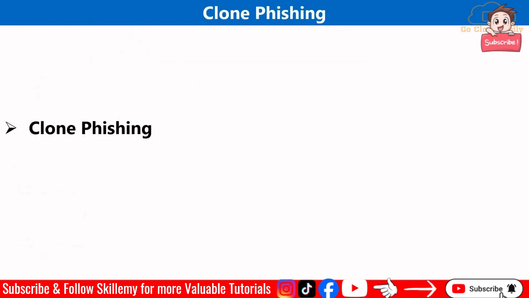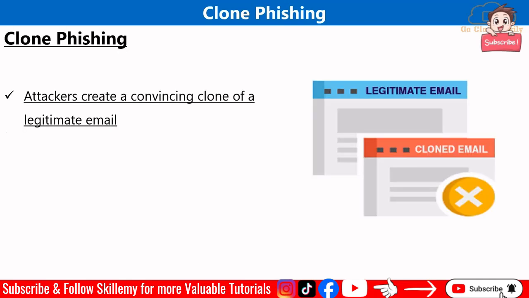In this class, you will learn about what clone phishing is and what the characteristics of clone phishing are. Clone phishing occurs when attackers create a convincing clone of a legitimate email or website. Attackers create convincing copies of real emails such as invoices, payment requests, or security alerts and modify them to include malicious links or attachments in those cloned emails.